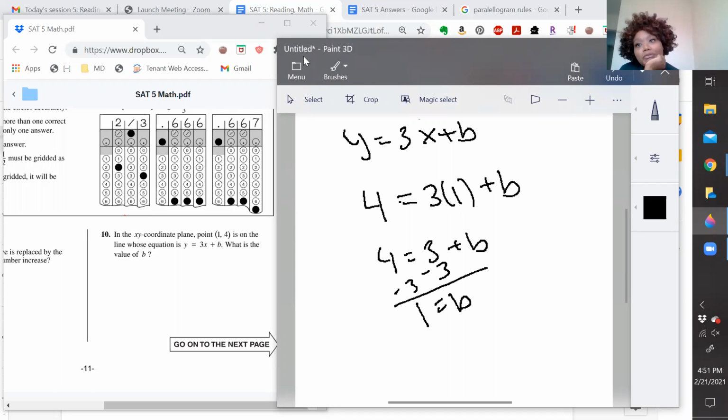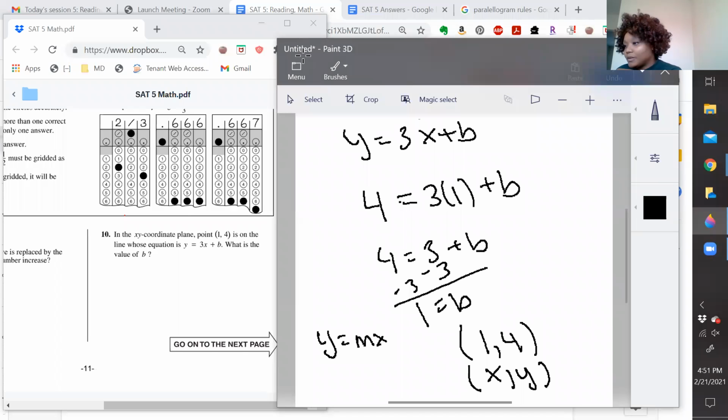Yeah, fairly straightforward. I know we're all at different levels, but just so you know, if you see a point, coordinates, the first is always x, the second is y, and we're working with slope-intercept form, y equals mx plus b. So yes, the answer is b equals 1. We can go back to different answers if you guys like.